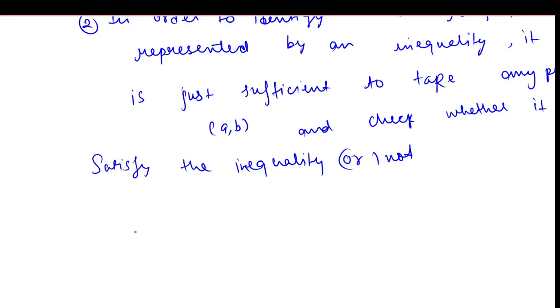So if it satisfies, then the inequality represents the half plane, and shade the region which contains the point.